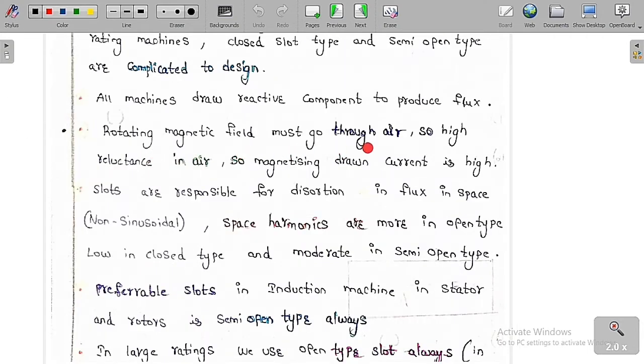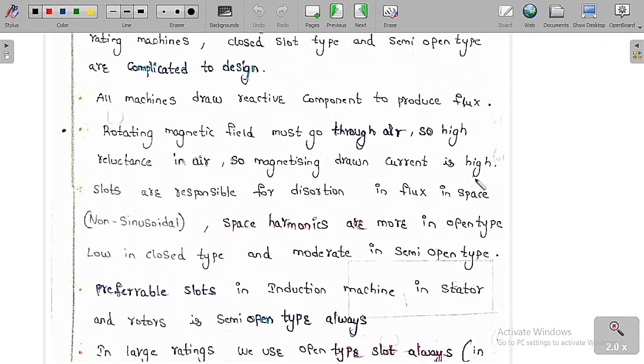Rotating magnetic field must go through air, so there is high reluctance in air. So the magnetizing current drawn is high. Slots are responsible for distortion in flux in space, making it non-sinusoidal. Space harmonics are more in open type slot, low in closed type slot, and moderate in the semi-open type slot. I have already told you this very important point: the rotating magnetic field must go through air, so there is high reluctance in air, so the magnetizing current drawn is very high.